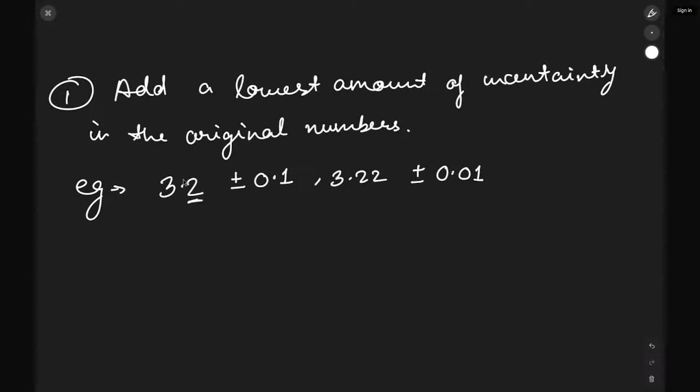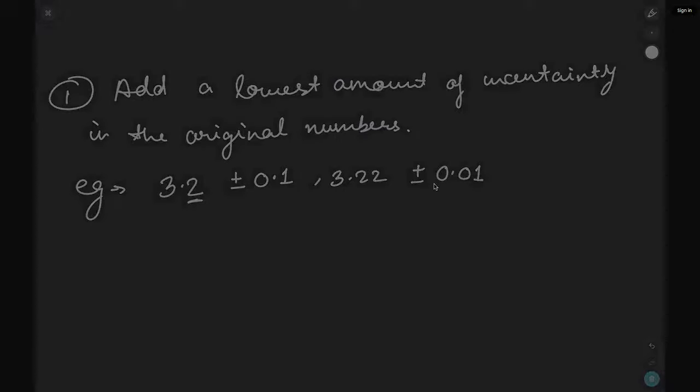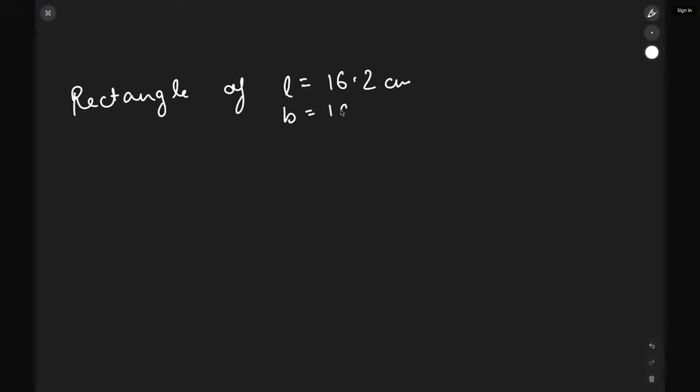Now we have to calculate these in percentage also. And after the calculation, the uncertainty will get multiplied, divided, added, whatever, and then it will be rounded off. So let me just give you an example for this. Let's say there is a rectangle, where the length is 16.2 centimeters and the breadth is 10.1 centimeters.